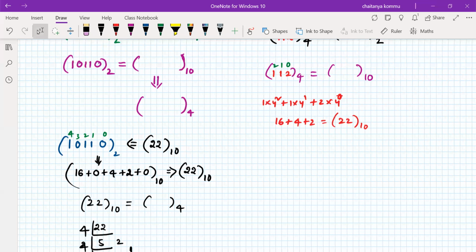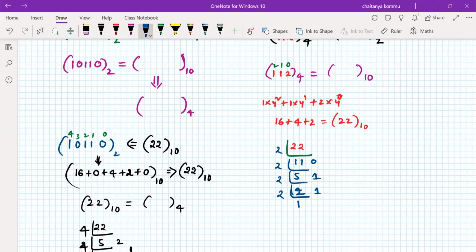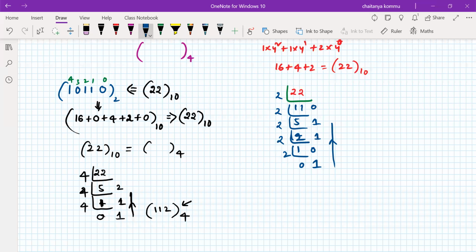Now this 22 we need to convert into base 2, right? We have to do it with base 2. So 22 divided by 2: 11, remainder 0; 11 divided by 2: 5, remainder 1; 5 divided by 2: 2, remainder 1; 2 divided by 2: 1, remainder 0; 1 divided by 2: 0, remainder 1. Therefore, from bottom to top, 22 of base 10 is equal to 10110 in radix 2. Is it clear?